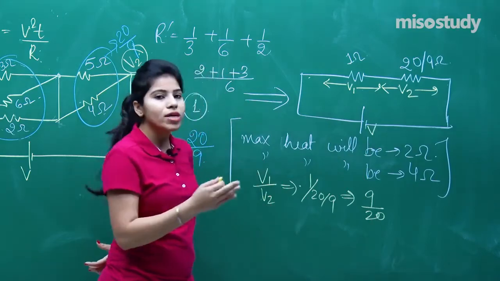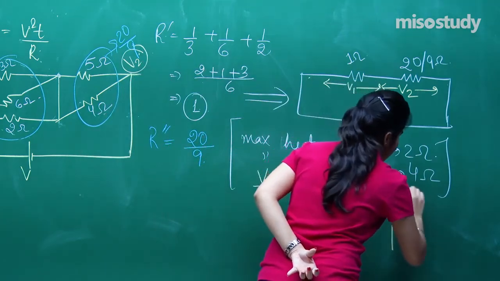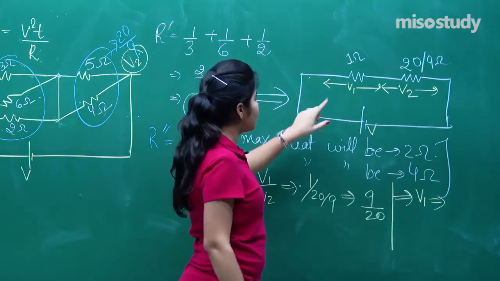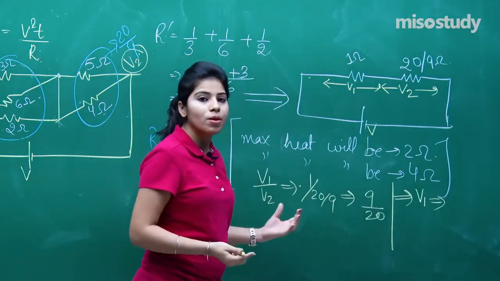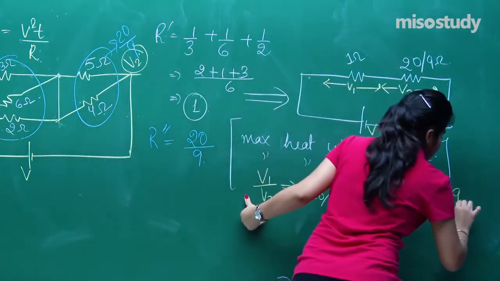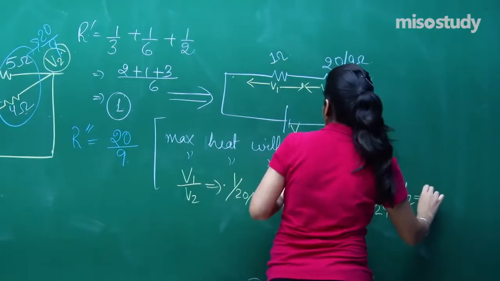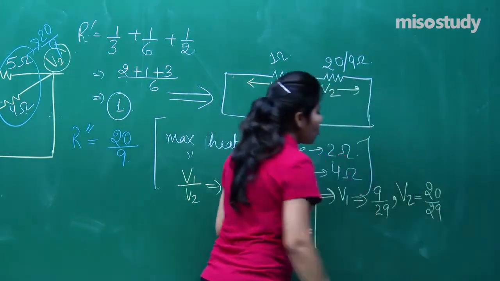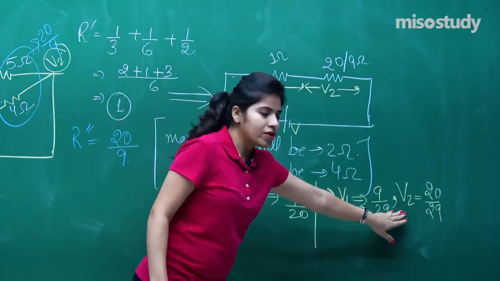Now I can find V1 and V2 separately. V1 is 9, V2 is 20, right? So the total will be V1 plus V2, that will be 29. So V1 will be 9 by 29 and V2 will be 20 by 29. Now we know the individual voltages across them, V1 and V2.